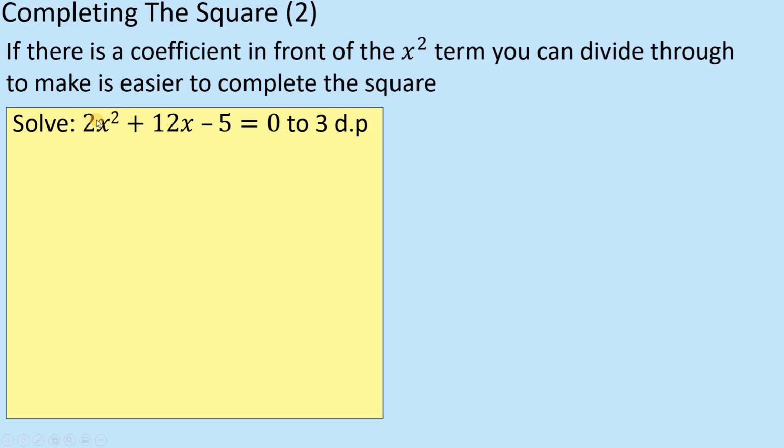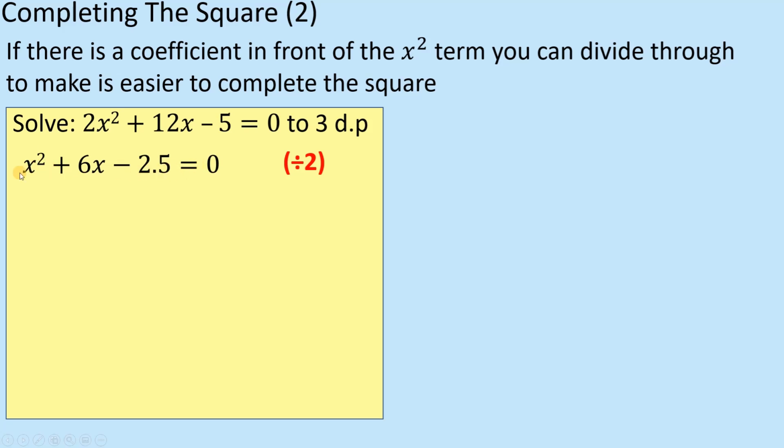When I divide by 2, this time I'm going to divide everything by 2. So literally everything: divide that by 2, that by 2, that by 2, and that by 2. As long as I do the same thing to everything, my equation should remain equal, and that's what I'm really trying to achieve. So we divide everything by 2, and you've got 2x squared divided by 2, which is x squared. But the 12x divided by 2 is 6x, and then minus 5 divided by 2 is minus 2.5. So that's our first step.